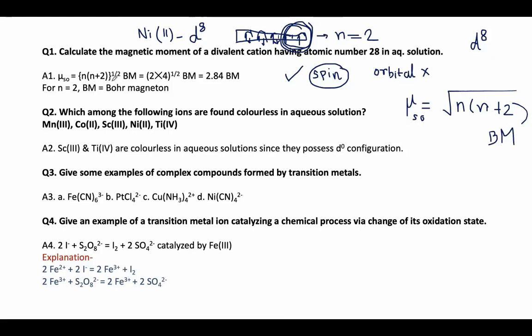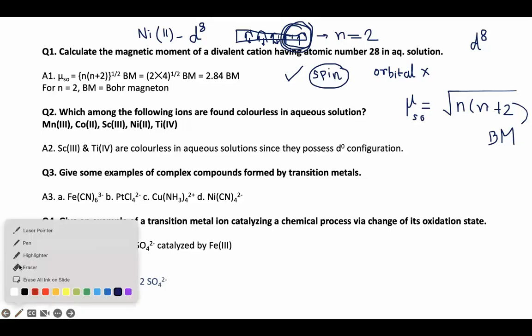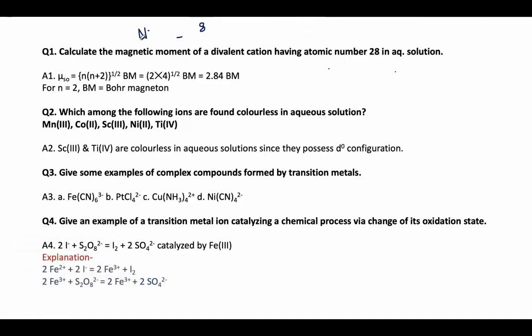So this is the basic equation that is very helpful for you to remember. When we are able to calculate the number of unpaired electrons of the transition metal cations, we will be able to calculate the mu SO value, or the spin only magnetic moment value, with the help of this equation, which is mu is equal to root over n into n plus 2. Now we shall move towards the next question. The next question is regarding a different topic.